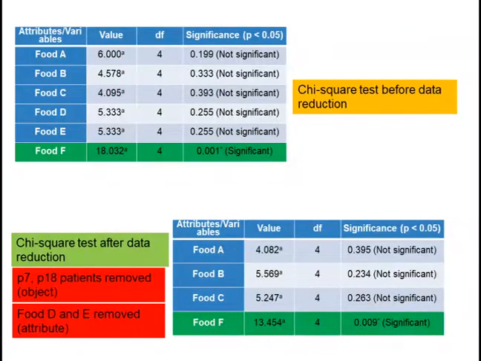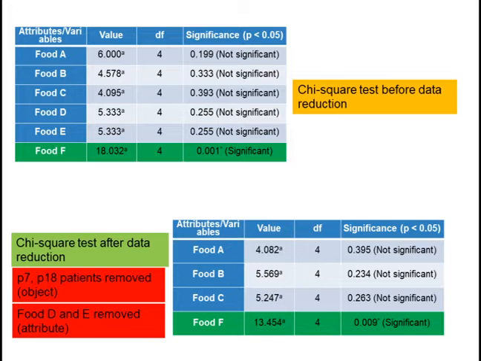Now we are going to our result. There are two tables here. The first table shows the chi-square test before data reduction. Only food F is a significant attribute here, which means that food F has a significant relationship to the healthy status of the people or respondents.